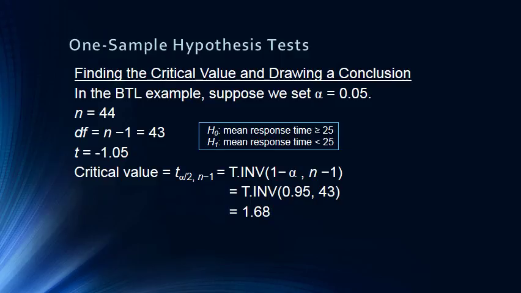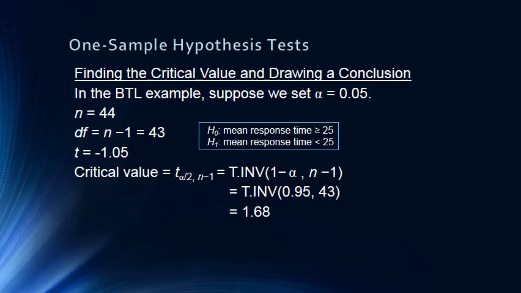So in the BTL example, we want to find the critical value and draw a conclusion. We assign the value of alpha to be 0.05. We know n, the number of samples, equals 44. So the degree of freedom would be n minus 1, which is 44 minus 1, giving you 43. We know t, the test statistic we calculated, to be negative 1.05. And we know the null hypothesis, which says the mean response time is greater than or equal to 25, and the alternate hypothesis, the mean response time less than 25.